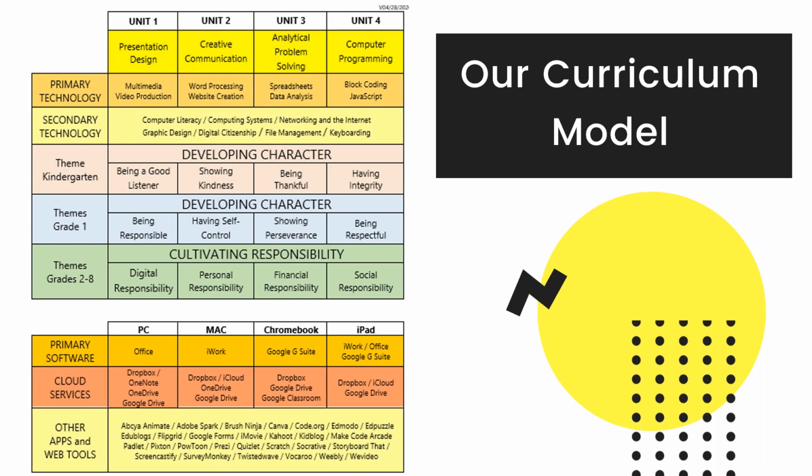Our 2nd through 8th grade is a rotating theme. It changes every year. We have 4 rotating themes. This current year, for next school year, 2020-2021, is cultivating responsibility. We're going to be teaching these students about digital responsibility, personal responsibility, financial responsibility, social responsibility. So again, these are project-based. They're learning about the character developments using the primary technology with the secondary technology weaved through the projects.